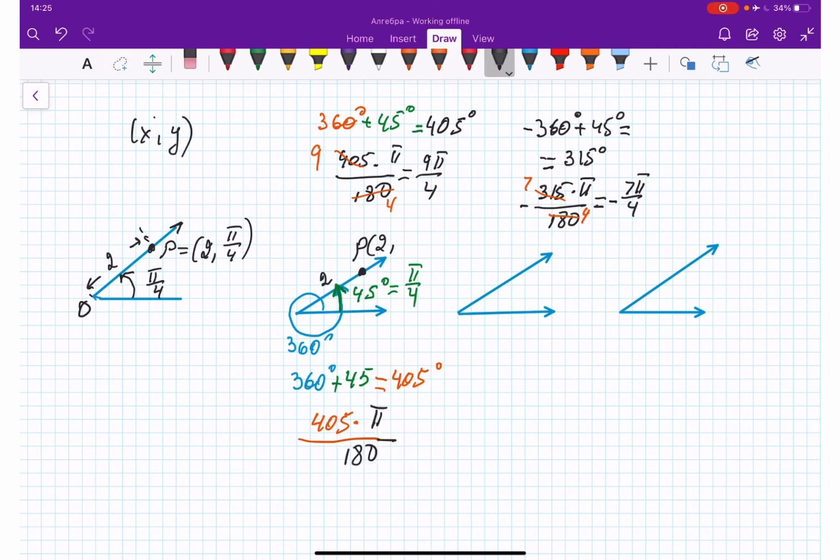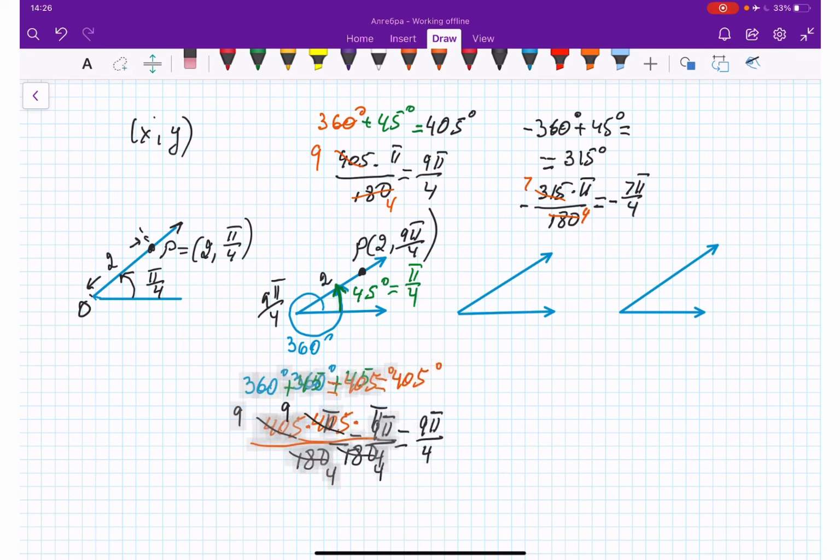So we can reduce by 45. Here is going to be 9, here is going to be 4, and we get 9 pi over 4. So this angle is 9 pi over 4, which means the coordinate is going to be 2 and 9 pi over 4.